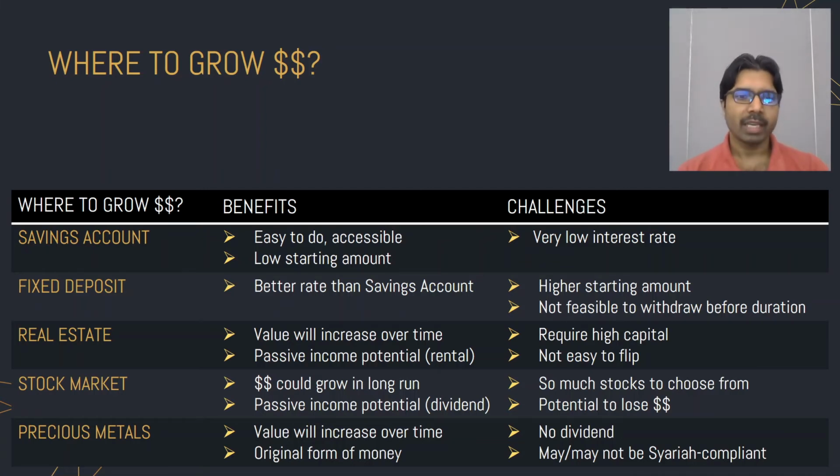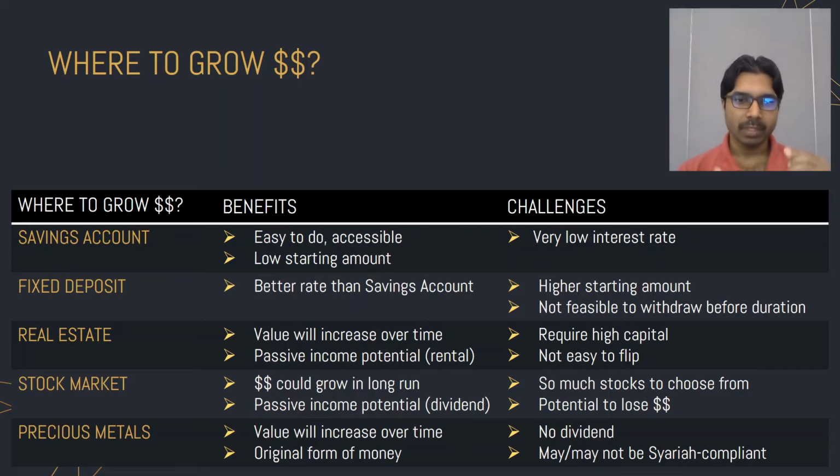Apart from the stock market, there is also another way we can protect the value of our money, which is by using precious metals. Here I'm going to talk to you about precious metals, especially gold. Gold is another asset that will appreciate over time. It is also said that gold is the original form of money from the historical perspective. Since a long time back, gold has been the currency people use to exchange for goods and services.